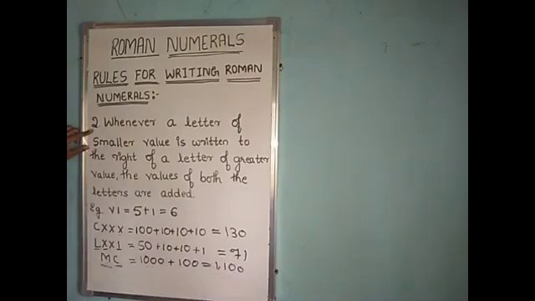So what is the second rule? Whenever a letter of a smaller value is written to the right of a letter of a greater value, the values of both the letters are added.